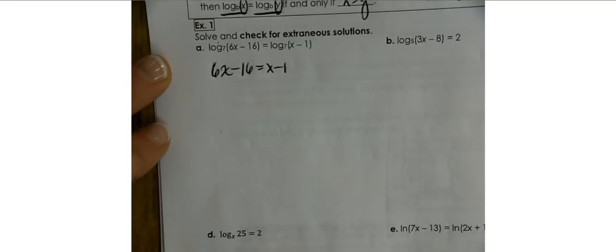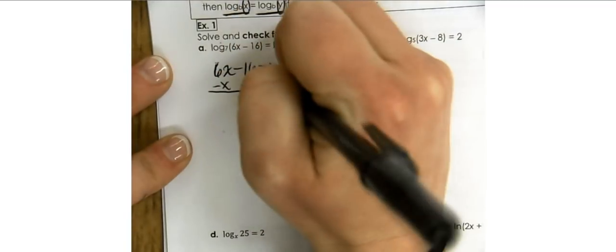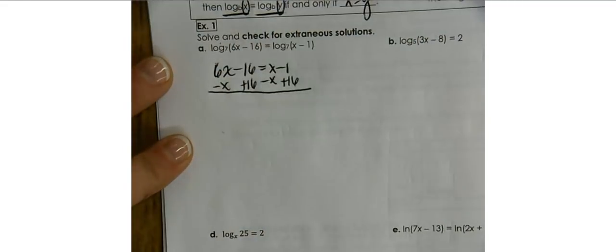So now we'll solve for x, and I'm going to subtract x on both sides and add 16 to both sides, doing multiple steps in one step. I end up with 5x is equal to 15. Dividing both sides by 5, I find that x is equal to 3.